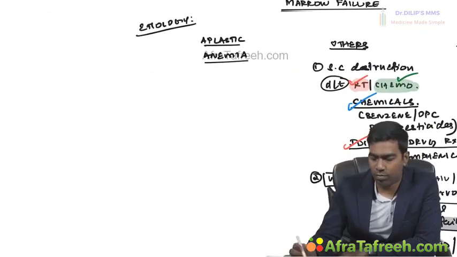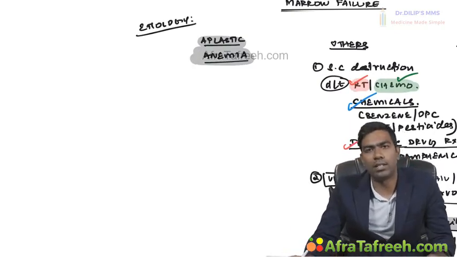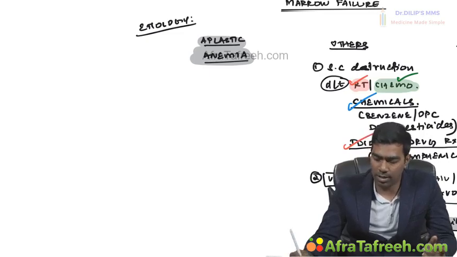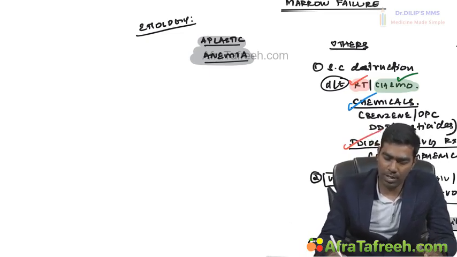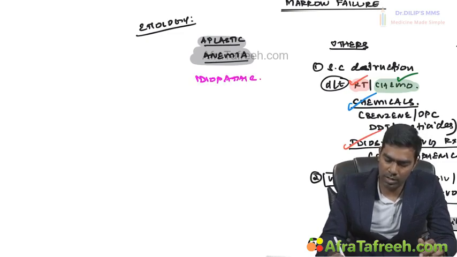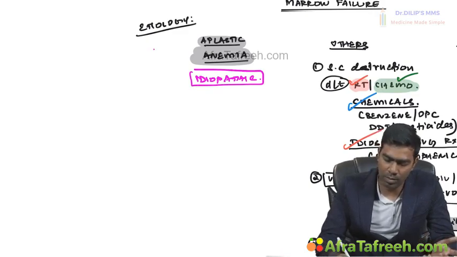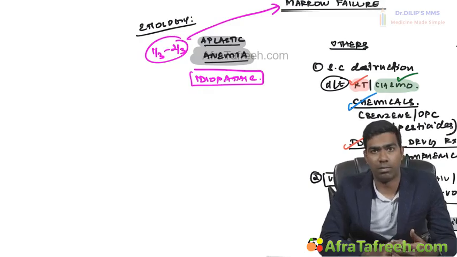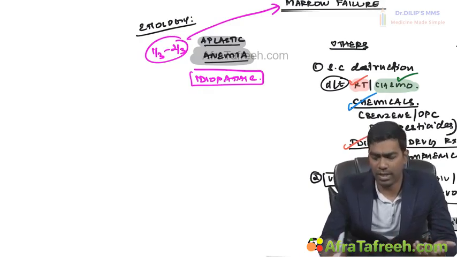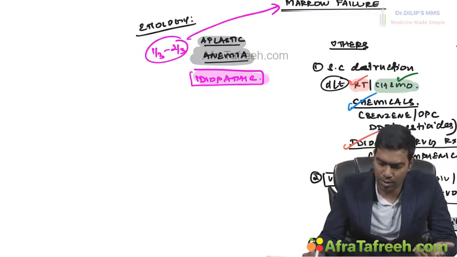And comes the king of all, that is the aplastic anemia group. So let us discuss in detail what is aplastic anemia. The moment you talk about aplastic anemia, it has to be idiopathic. Usually it is idiopathic in almost 1/3 to 2/3 of the cases. This idiopathic aplastic anemia contributes to 1/3 to 2/3 of the cases of marrow failure. So it's typically idiopathic in nature. It doesn't have any cause usually.